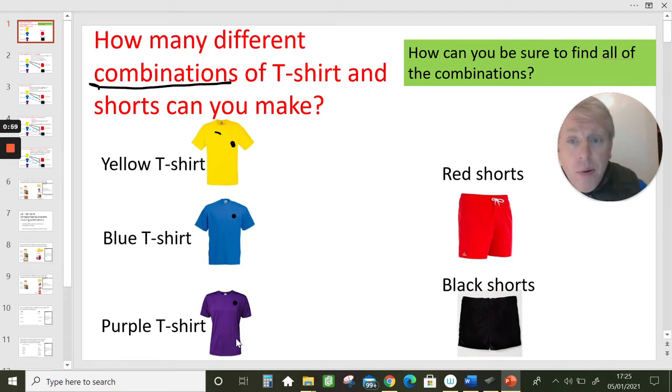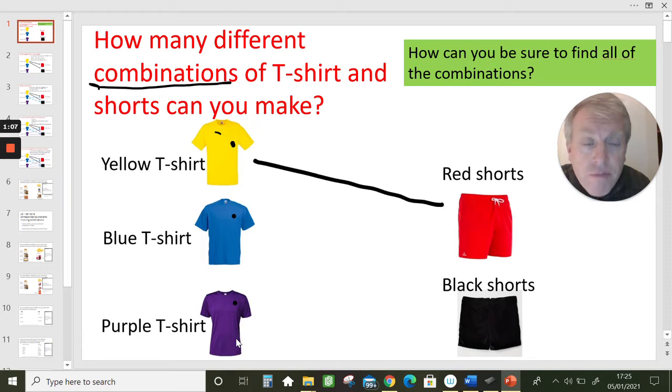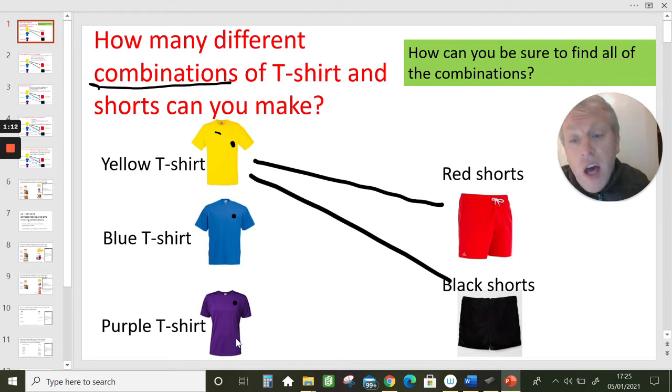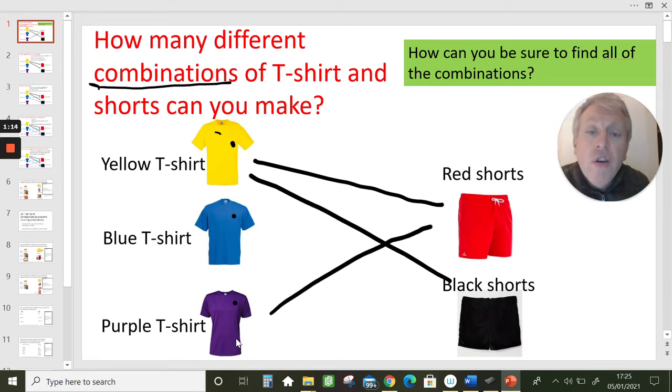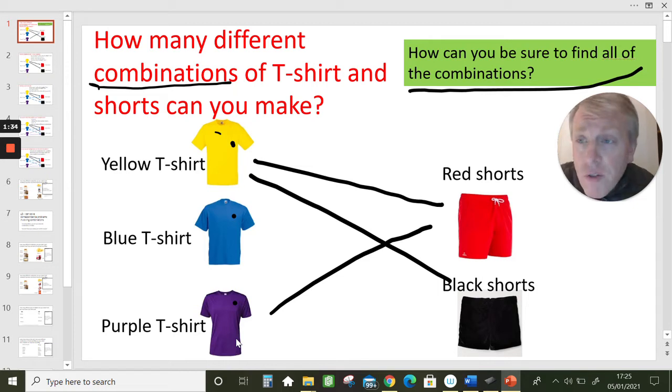So, for example, if I start with the yellow t-shirt, I could have yellow t-shirt and red shorts. I could have yellow t-shirt and black shorts. I could have purple t-shirt and red shorts. Do you see? How many different combinations? But the real question for something like this, when we start working it out, is this thing that I've written up at the top here. How can you be sure to find all of the combinations? We don't want to miss one out. There might be quite a few.